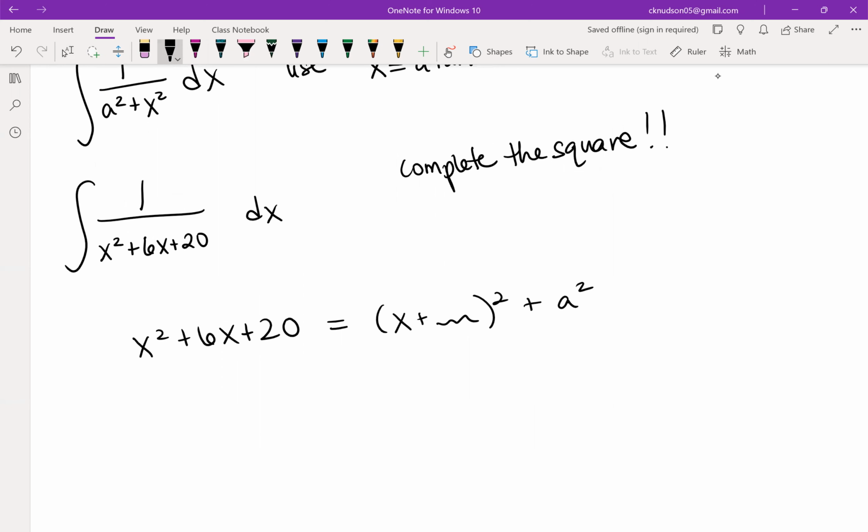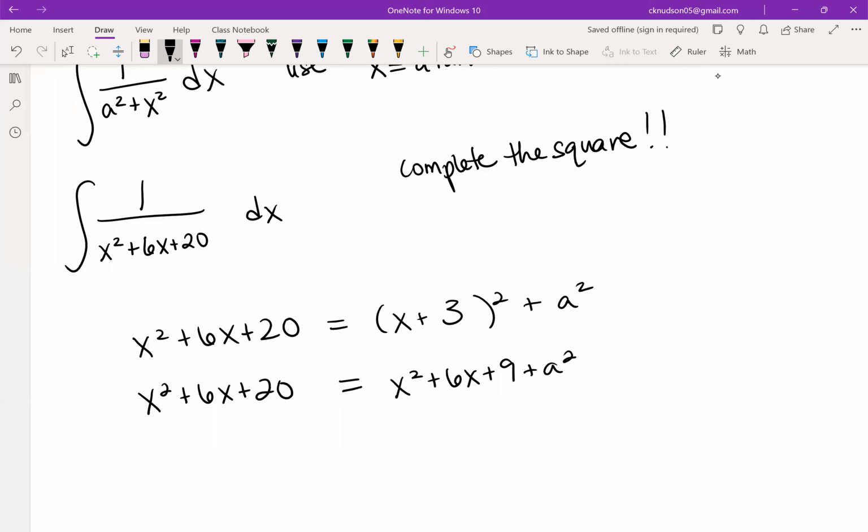Okay, so what we need to do is take this 6, divide it by 2, and put it right here. So we have x plus 3 squared. And then we're going to add on a squared, and we're going to set that all equal to x squared plus 6x plus 20. So let's expand x plus 3 squared. We get x squared plus 6x plus 9. And then we have our a squared. And that's all equal to x squared plus 6x plus 20.